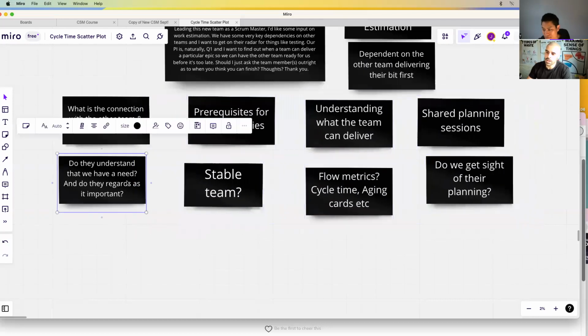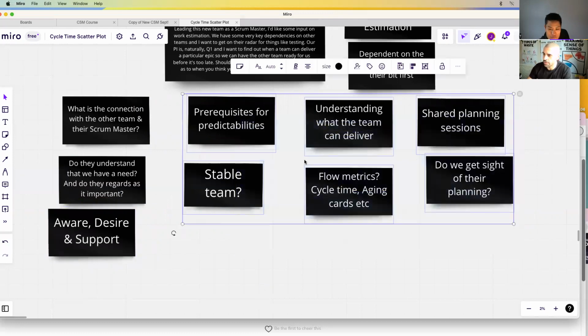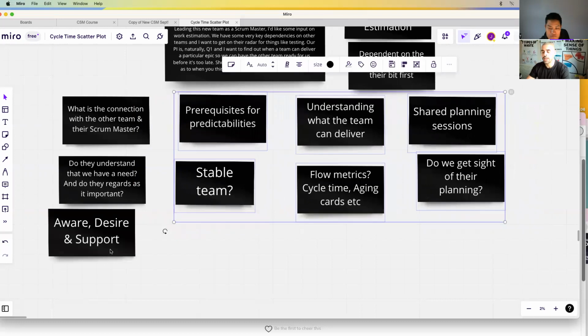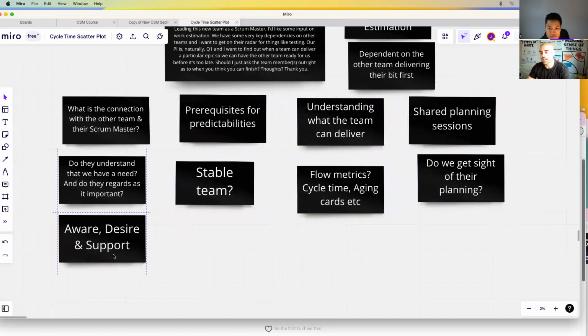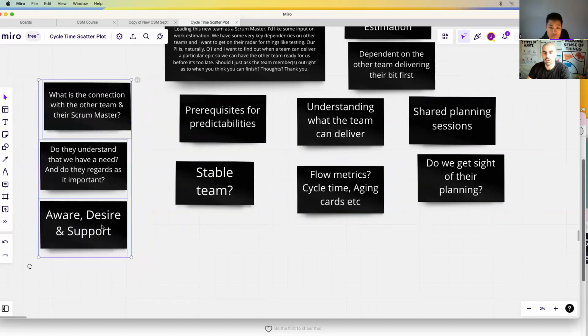Because if we don't have the good old basics of awareness, let's say desire and support, we want to come in with support, right? And all of these are based on support, aren't they? Like knowledge, understanding. But if they're not aware and there's no desire, it can be hard to get here. So that's my first question. Do you have what you need to get that conversation going?